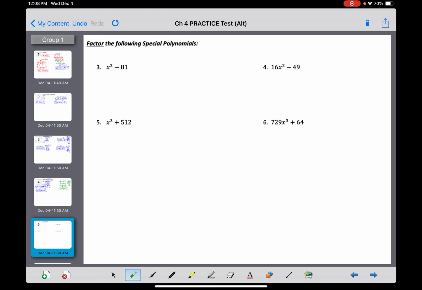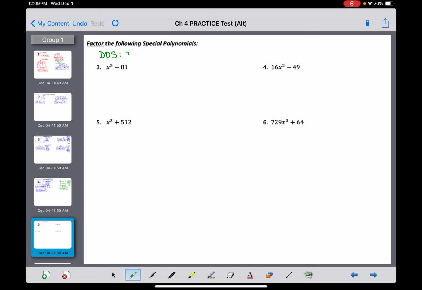All right, the next section is our special polynomials. So these are the difference of squares, the sum of cubes, or the difference of cubes. So first we have to figure out what is it, and then once we know what it is, we can use our blue sheet to fill in the parentheses for the factors. So when I look at number 3, I have x squared minus 81. So this is a difference. And my two terms in this case are both perfect squares because it's x squared and it's 81. So I know that this is a DOS, right?